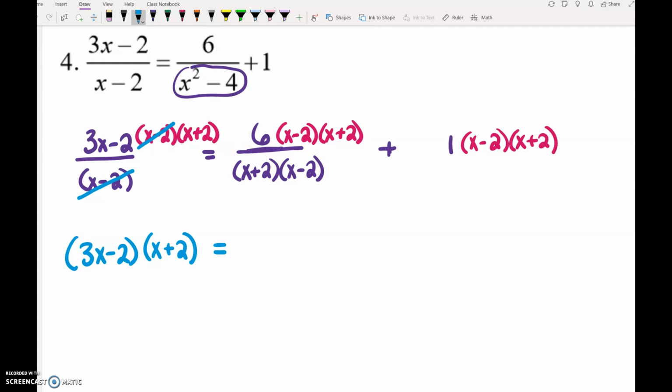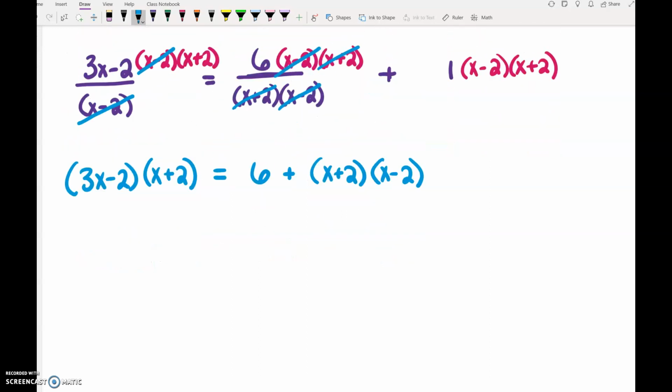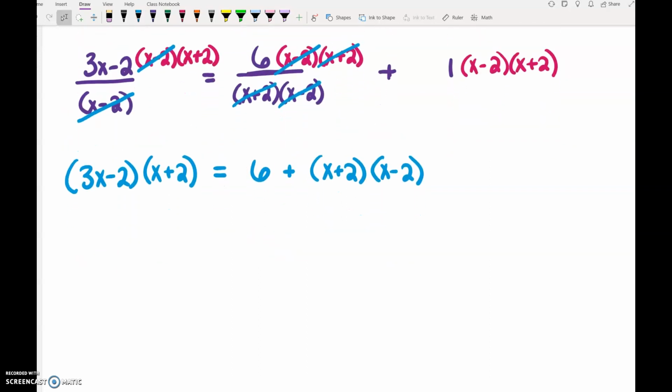But in the next term, what cancels? X plus 2 cancels, x minus 2 cancels, you're left with 6. And then this last one, you do have to do x plus 2 times x minus 2. So there's a little bit of work here that we have to do, but at least the fractions are gone. So, do you feel fairly confident double distributing and simplifying this?